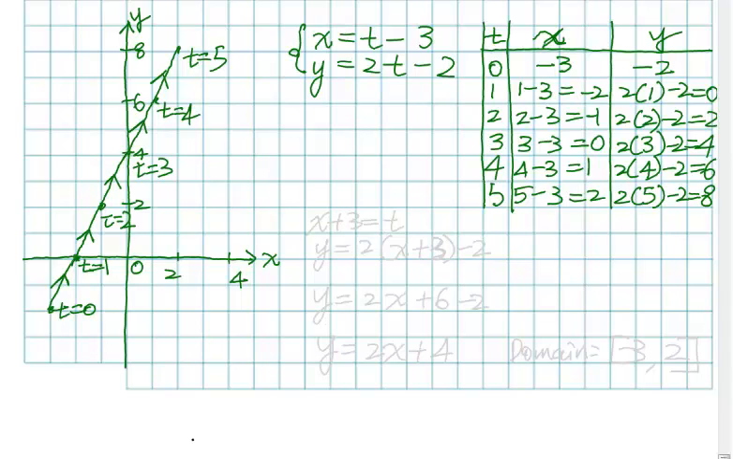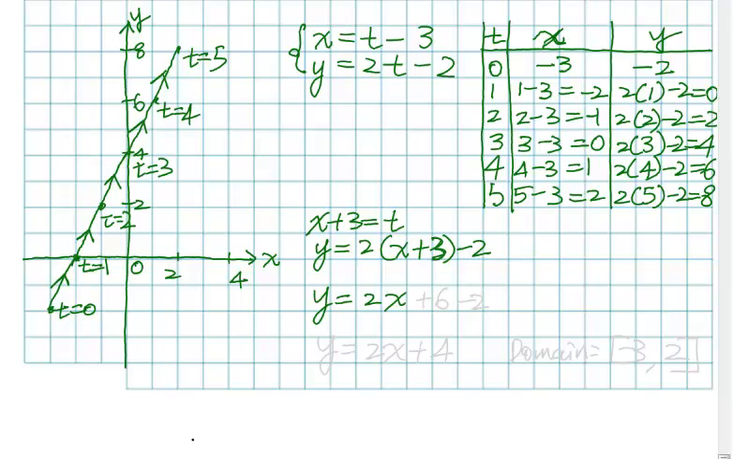We will eliminate the parameter t to take a look at an equation just with the x and y variables. We do so by using the x equals t minus 3 equation. We add 3 to both sides to get x plus 3 equals t. We substitute into the equation of y. We get y equals 2 times x plus 3 minus 2.